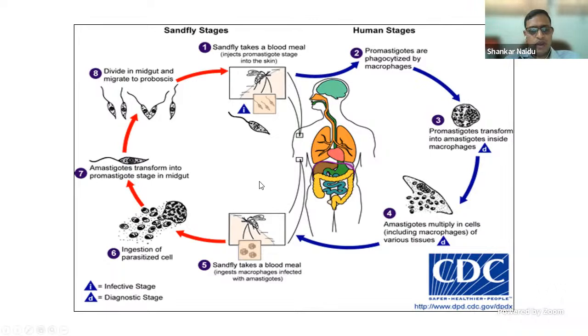So when a sandfly bites an infected human, it ingests the amastigote forms which are present within the cytoplasm of the macrophages. These enter the gut of the sandflies, and within the gut they come out of the macrophages and develop into the promastigote stage within the midgut of the sandflies, and they replicate within the midgut, and then they again bite a new individual where it is again transmitted.